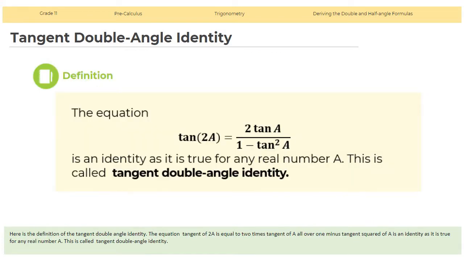Here is the definition of the tangent double angle identity. The equation tangent 2a equals 2 tangent a over 1 minus tangent square a is an identity as it is true for any real number a. This is called tangent double angle identity.